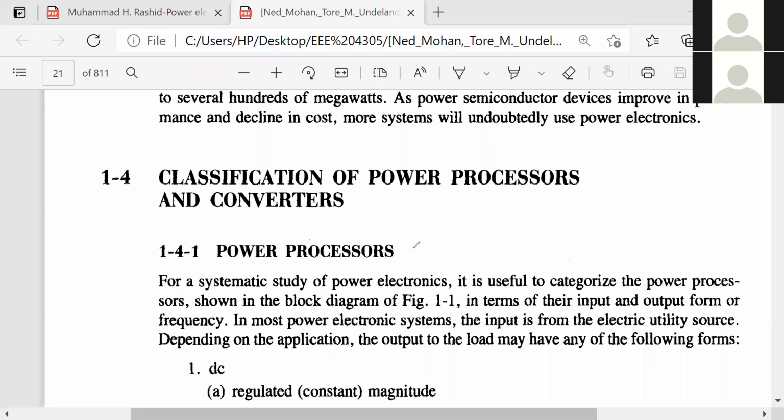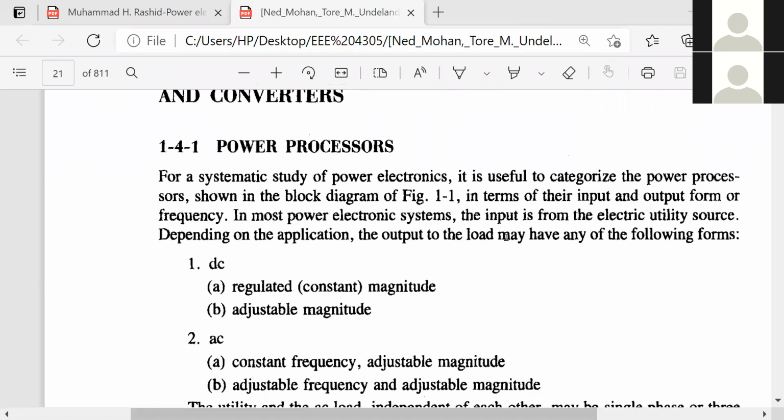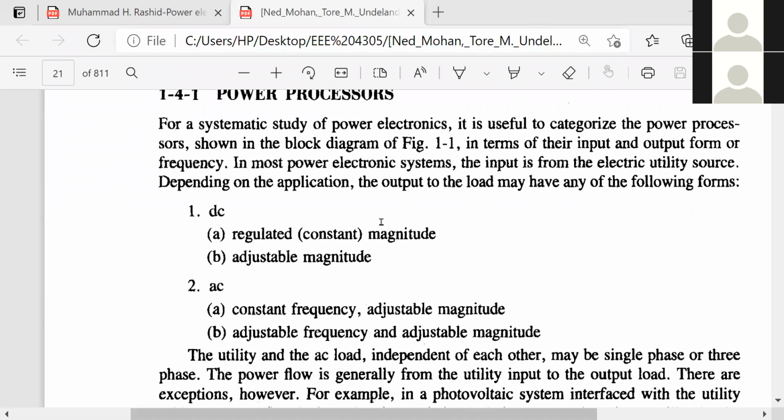What could be inside the power processor, or what are the power processors? In the power processor, depending on the application, the output to the load may have any of the following. In most power electronics, the input is from the electric utility circuit. It is written that in most power electronic systems, not all, the input is from the electric utility source.